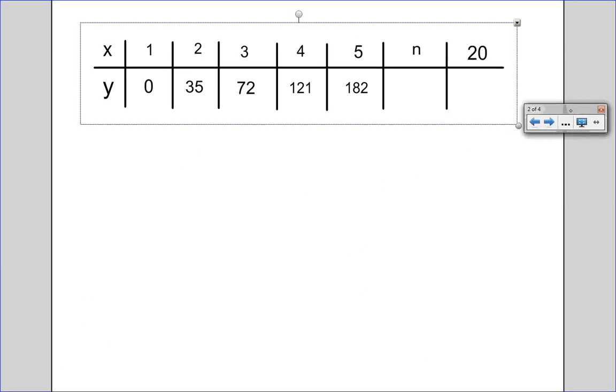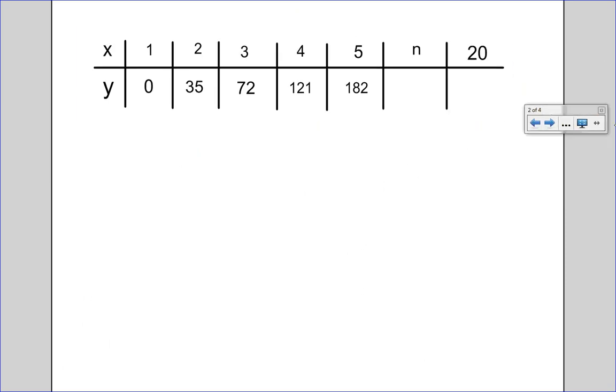Okay, on this next problem, try it on your own. Try to write out your factors of the numbers you're going to use for y. After you do that, write your linear equations that go with them, and then multiply them together. So pause the video at this point and try that.